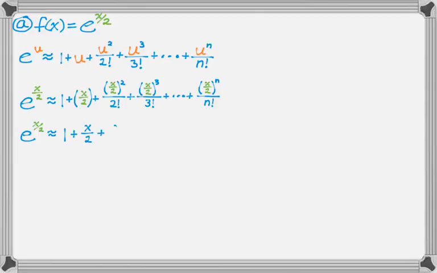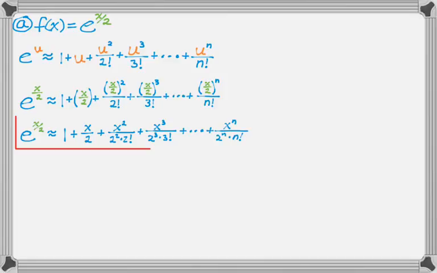1 plus x over 2, and then I'm going to have x squared over 2 squared times 2 factorial, and then x cubed over 2 cubed times 3 factorial, finally x to the n over 2 to the n times n factorial. And there you go. Let's take a look at another one. I'm probably going to do B, C, D, and E in this video, and then come back in another video to do the remaining ones.